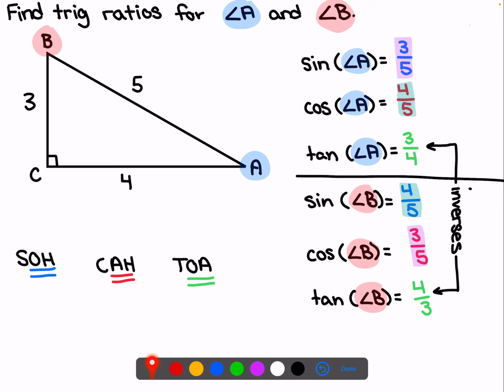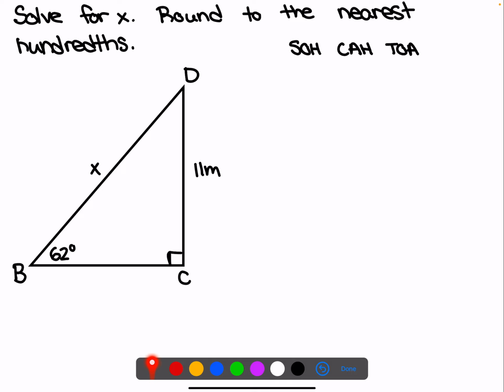The first one that we have is we're going to solve for x and round to the nearest hundredth. So first off, we see that we have a side length of 11 meters. We have an angle of 62 degrees. We're trying to find x over here. So we only have 2 things in this triangle. We're trying to find a third.